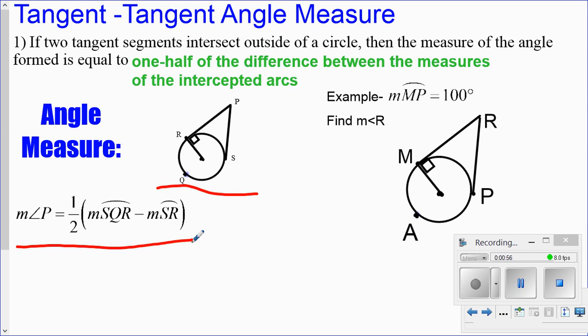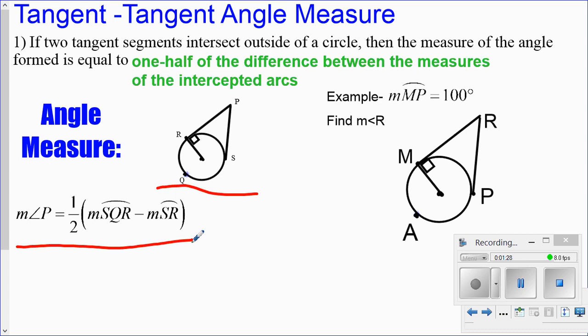And anytime that you have something intersecting outside of the circle, like two tangents, or two secants, or a secant and a tangent, then the formula will always involve the difference of the two arcs. Rather than, if you recall, when we looked at the chord angle measure formula, that involved the sum of the two arcs. Well, that was two chords intersecting inside a circle. So that's how you can kind of keep it straight.